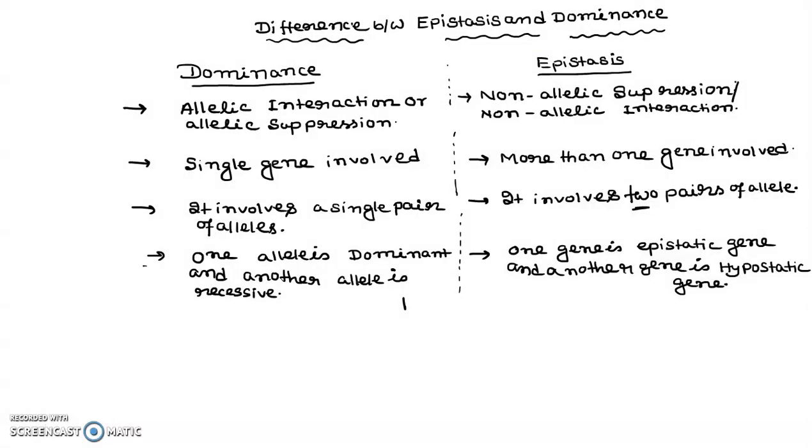Now coming to the difference between dominancy and epistasis. Dominancy is an allelic interaction or allelic suppression. Epistasis is a non-allelic interaction. In dominancy only a single gene is involved, but in epistasis more than one gene is involved. Dominancy involves a single pair of alleles, while epistasis involves two pairs of alleles. In dominancy, one allele is dominant and the other allele is recessive. In epistasis, one gene is the epistatic gene and another gene is the hypostatic gene. So these are the major differences between epistasis and dominancy.